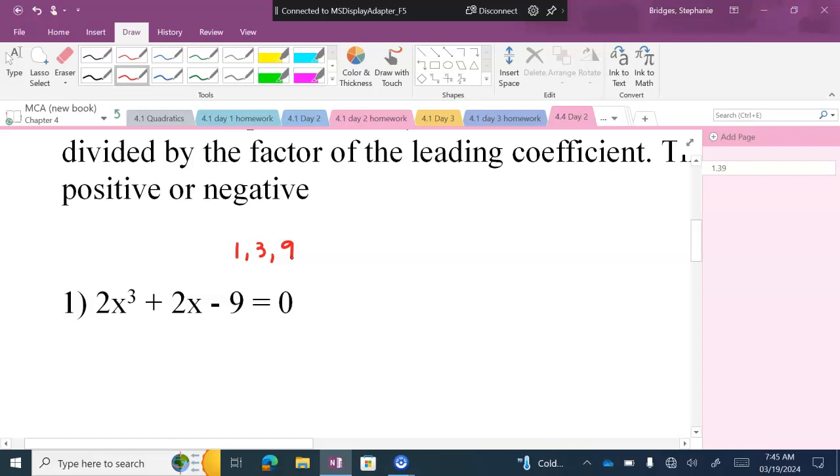Okay. And then we're going to look at the coefficient of our leading term. That's the one with the highest degree. What's the leading coefficient? 2. And we're going to list the factors of that number. What are they? 1 and 2.